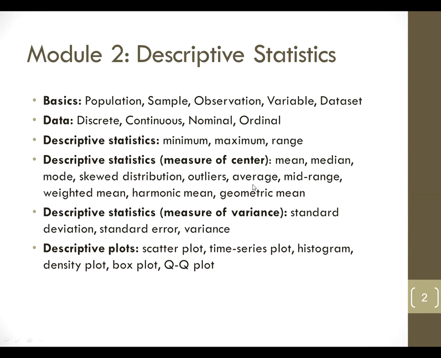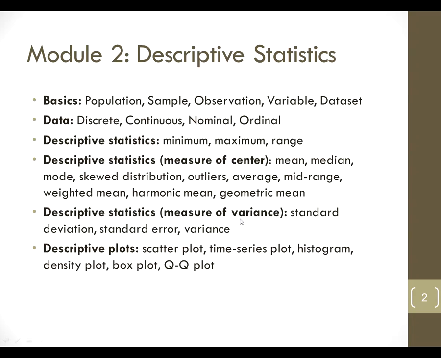Then we talked about skewed distributions, so positively and negatively skewed distributions, what outliers are, how the term average is used in relation to the mean, and then a few other measures of center, like the mid-range. We could do a weighted mean, and we talked about how to calculate a harmonic and a geometric mean, which we actually didn't use too much throughout the course, but it's still good information to know about.